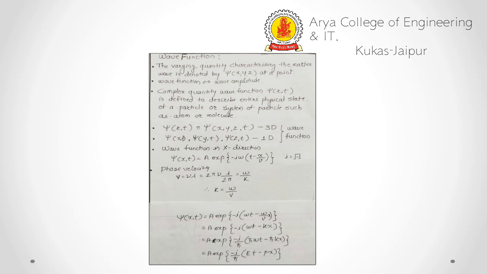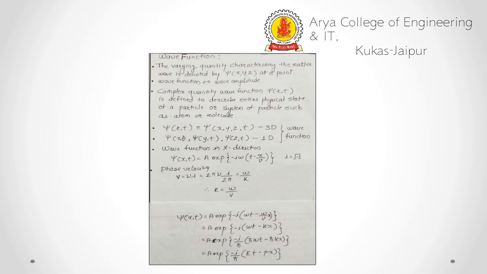Now how to represent psi? Psi(r,t) is a three-dimension function which can also be written as psi(x,y,z,t). It is a three-dimension wave function. Psi(x,t), psi(y,t), psi(z,t) are the one-dimension functions. Now let's talk about the wave function in x direction.